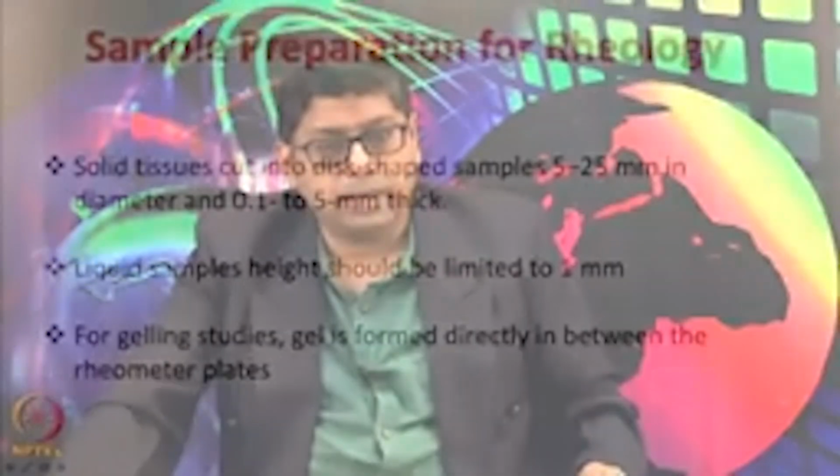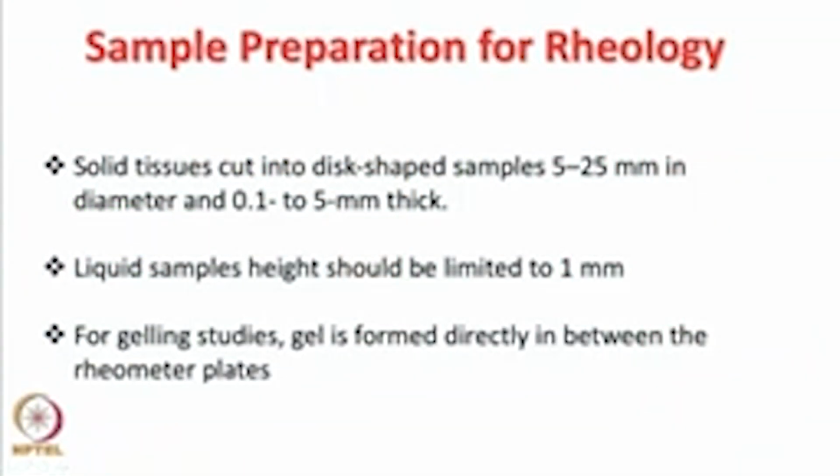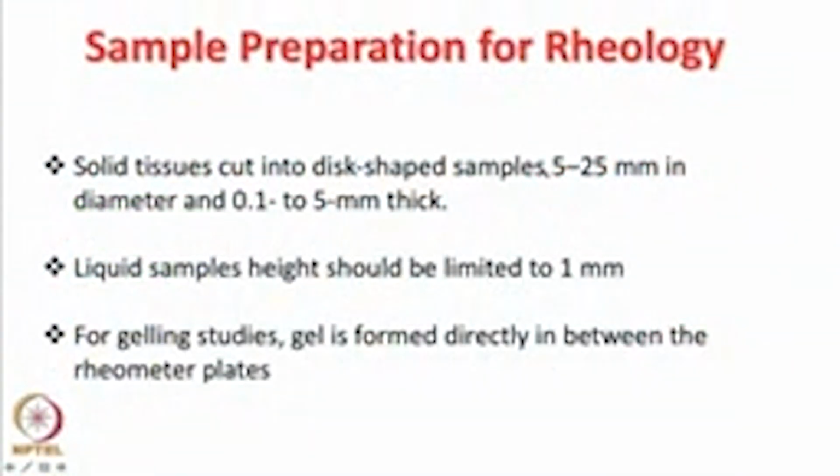So, if I were to summarize, in order to do rheology, some points need to be taken into consideration for preparing the sample. If you are handling solid tissues like, let us say, bone, you should preferably cut them into disc shaped samples. The disc should really match the shape and size of the bottom plate, so it is really anchored properly, of samples 5 to 25 millimeter in diameter, and it can have varying thickness, 0.1 to 5 millimeter.